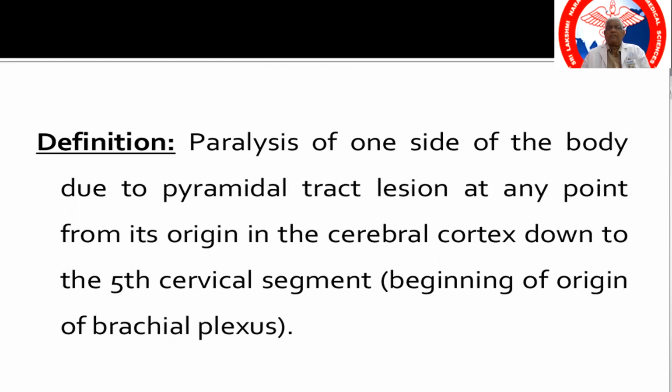The definition of hemiplegia is the inability to use one half of the body. It is the paralysis of one side of the body due to a pyramidal tract lesion. It may be at any point from its origin in the cerebral cortex down to the fifth cervical segment, which is the beginning of the origin of the brachial plexus. Below that, all come under lower motor neuron lesion; above that it is upper motor neuron lesion.